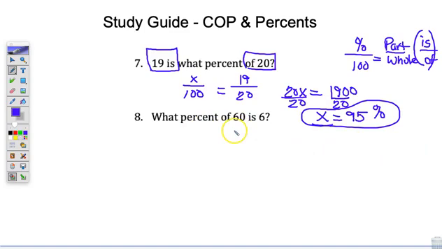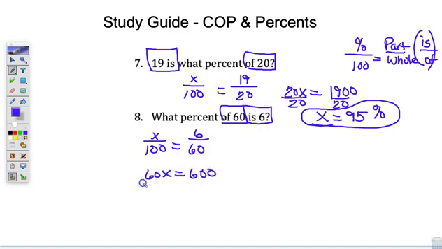What percent of 60 is 6? So in this one, it looks like we again are looking for the percent. So that's going to be x over 100 equals is 6 will be in the numerator and 60 is in the denominator. So with this one, we're going to go ahead then and cross multiply. You're going to get 60x is equal to 600. Dividing both sides by 60, we will get that missing value as being 10%.